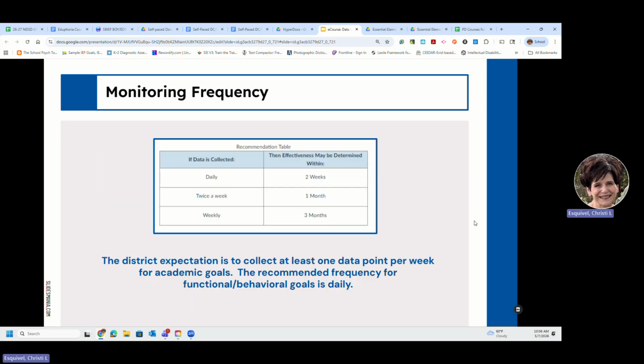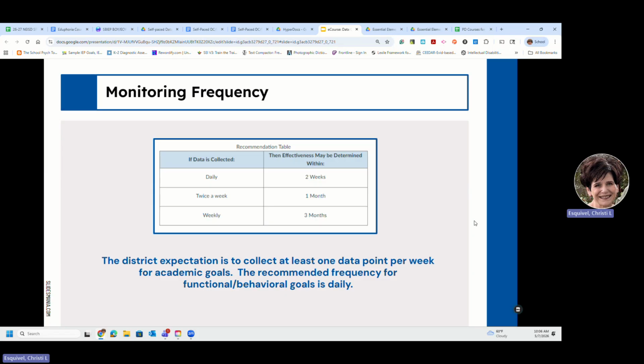We're often asked how often data collection should occur. As mentioned on the previous slide, you want to measure consistently and frequently enough that data-based changes to services and supports can occur. The more frequently that data is collected, the sooner we can determine the effectiveness of our instruction. If data is collected daily, effectiveness can also often be determined within 2 weeks. If it's collected twice per week, effectiveness may be determined within 1 month. If data is collected weekly, effectiveness can be determined within 3 months.